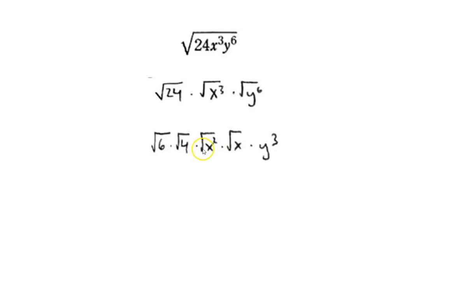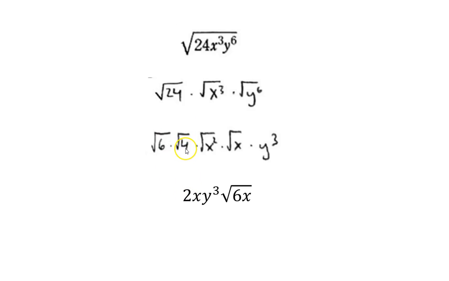So when I'm looking at this, I have a couple square roots that I can evaluate. I can evaluate the square root of 4, and I can evaluate the square root of x squared. The square root of x I can't do anything with. I can't break that down into a smaller number, and I can't do the same thing with the square root of 6. So this can be simplified to 2.